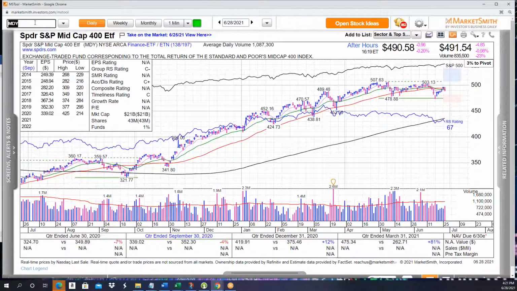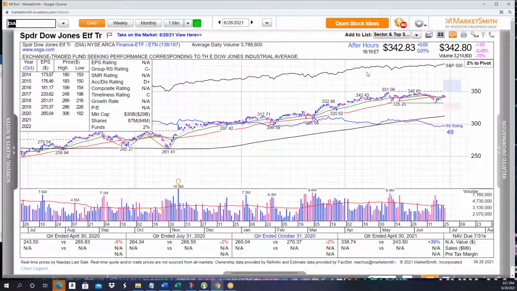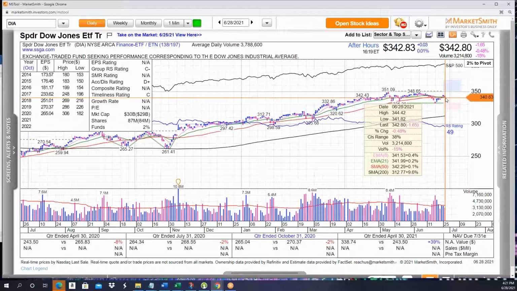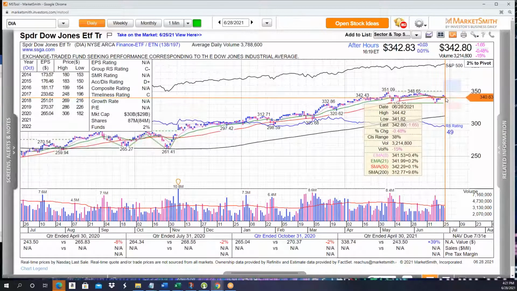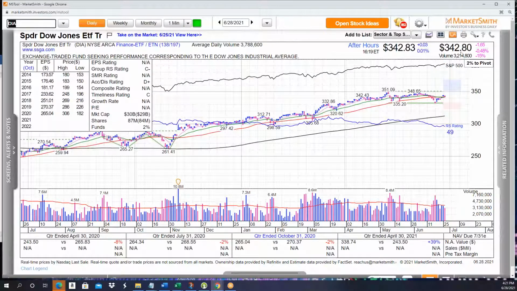And lastly, for the indices, the Dow holding up above the 21 and the 50 by about 1/10 of a percent, and then 2/10 of a percent on the 21. So just slightly above the 50 and the 21 here. I know it's hard to see them, but they're more or less converged right here on the 342 level. And you can see the Dow is at 342.80 or DIA.